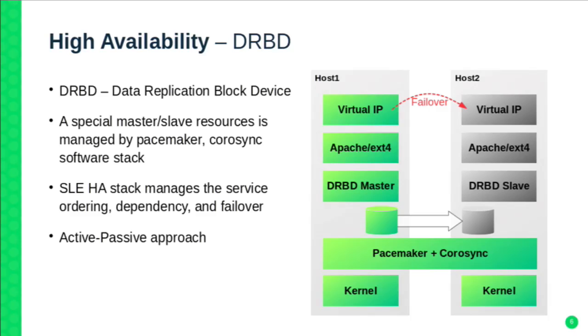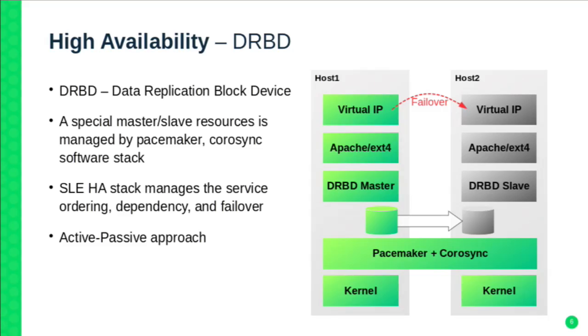On the diagram, each of the boxes in the green box, mostly I would say above the pacemaker and the corosync layer, you can think of as resource agents in the pacemaker stack. To have DRBD configured in the system, you will need to have several resources configured in pacemaker.